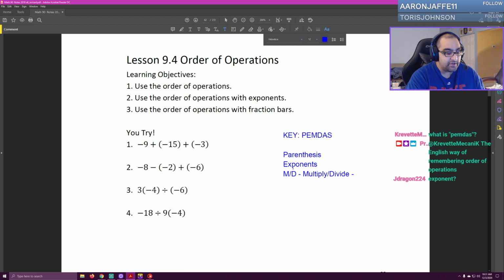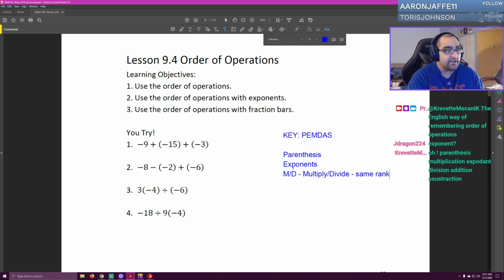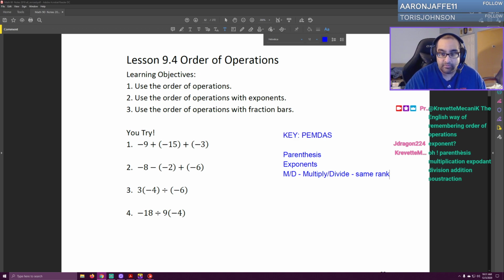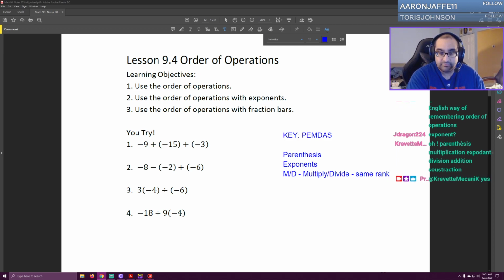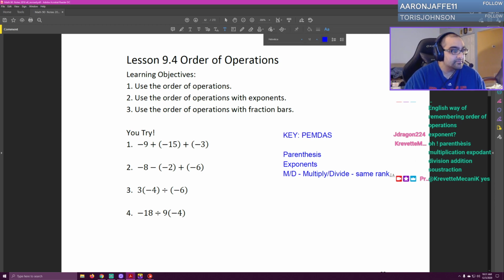Now, one thing to remember here, we talked about it a while ago, but with multiply and divide, remember that multiply and divide are the same rank. And then we'll put A and S as addition and subtraction.